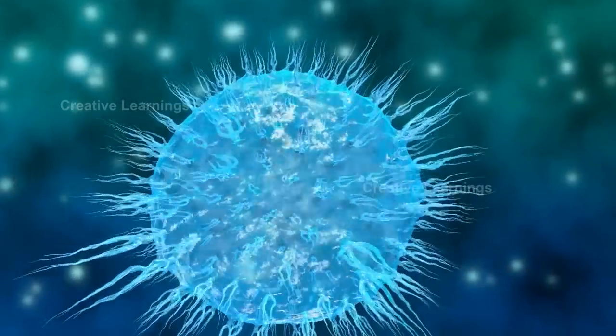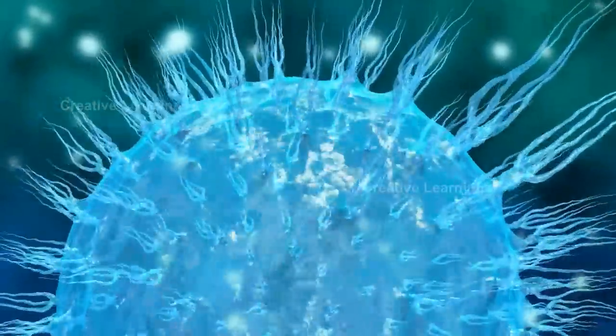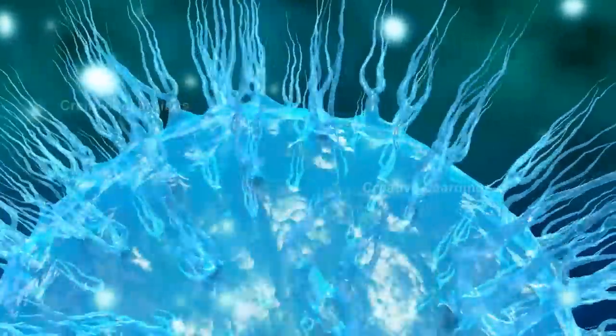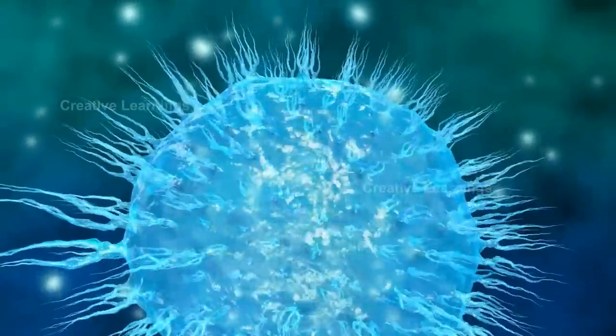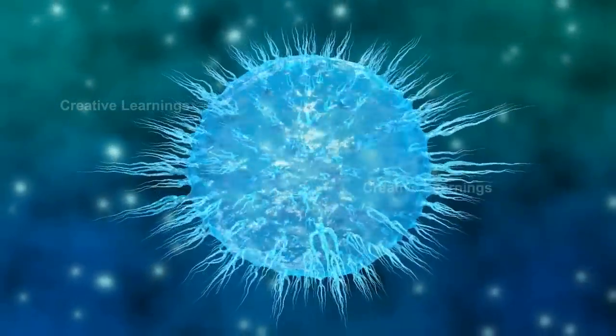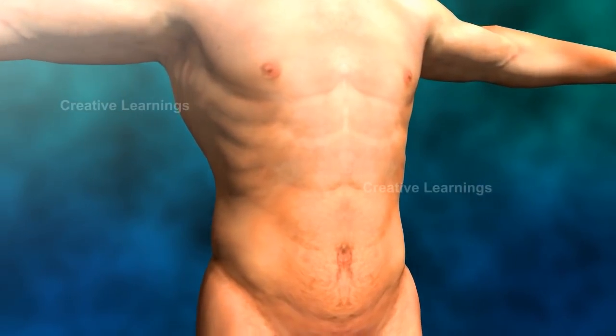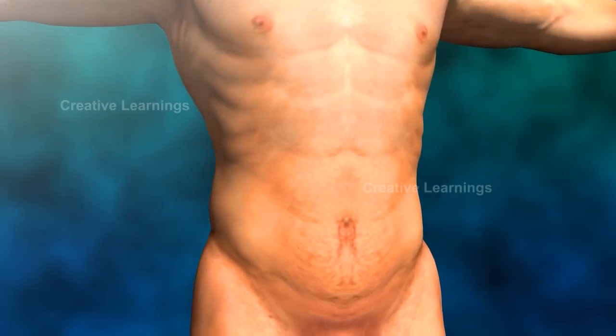Understanding what makes up the cell and how a cell works is fundamental to all the biological sciences such as biotechnology, genetic engineering, and molecular biology. So let's begin with whole organisms and work down to the molecular level.